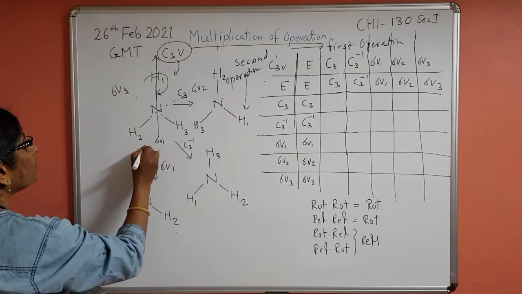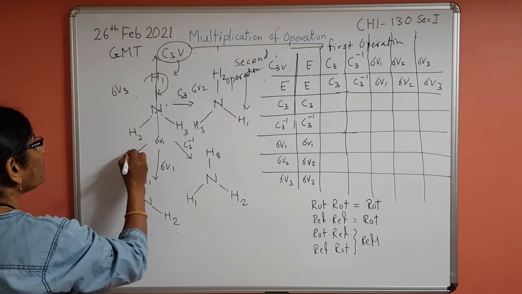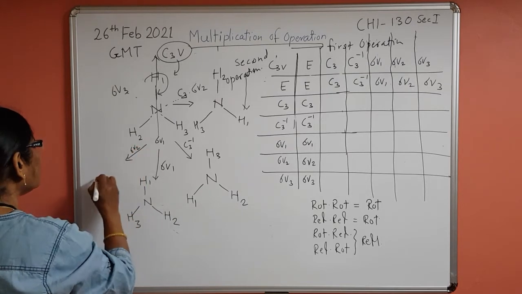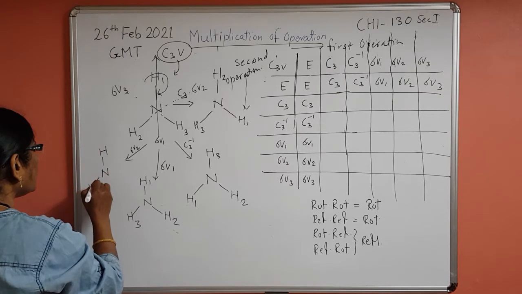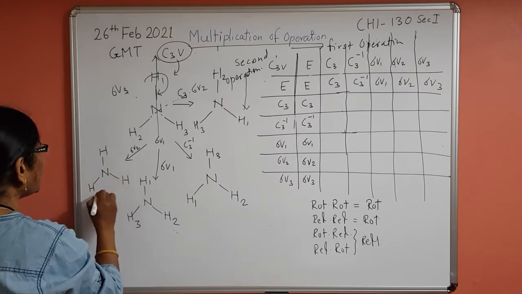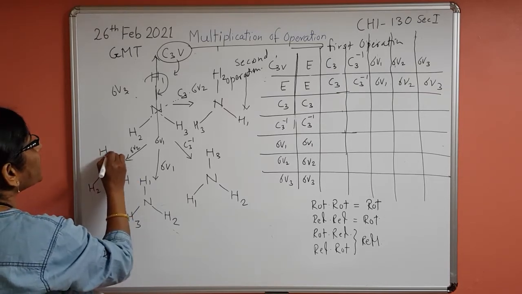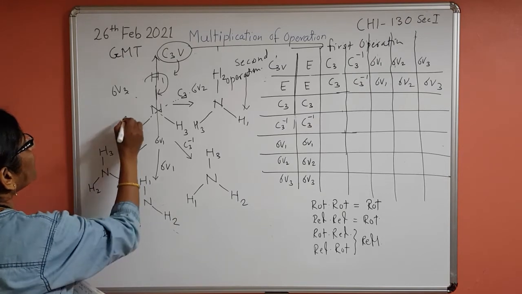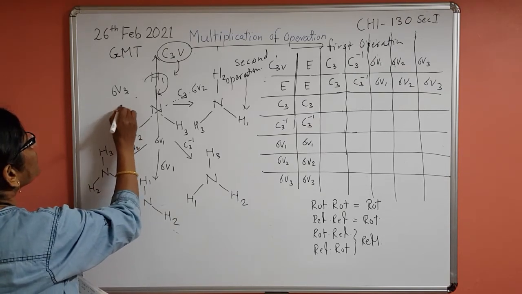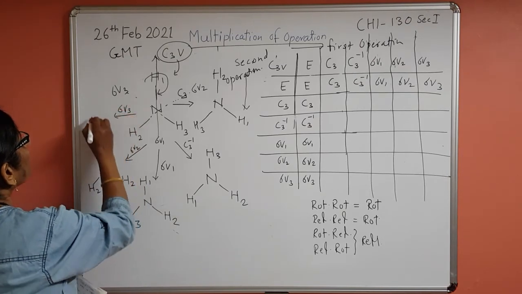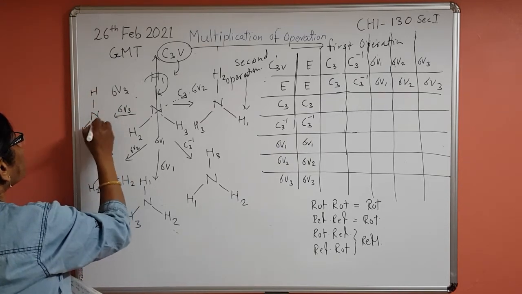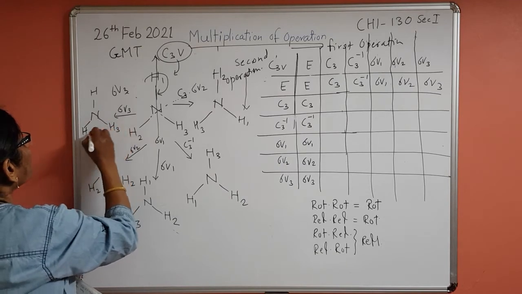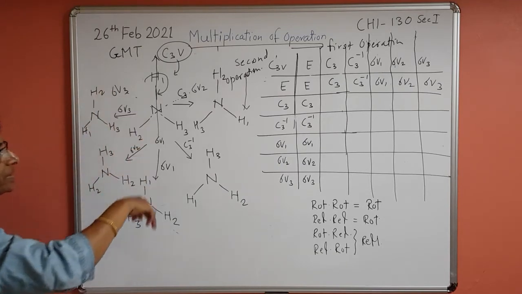Now I'll perform on this only sigma V2. So what will happen? 2 will remain as it is. 1 and 3 will get exchanged. And here I'll perform sigma V3. Okay, so can you see this? Just check. H3 will be at its position. 1 and 2 will get exchanged. So these are the standard answers.